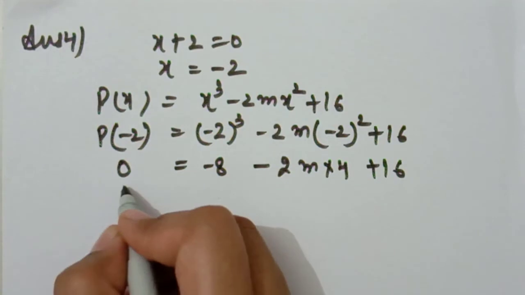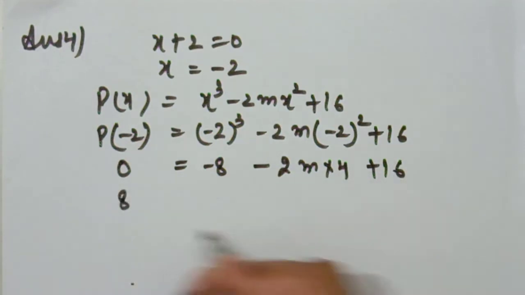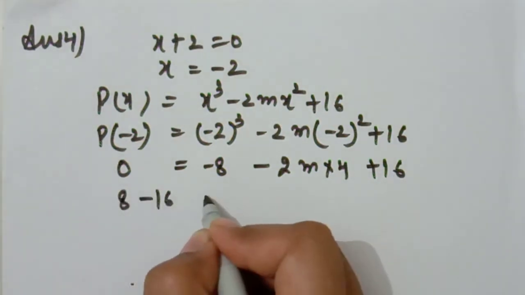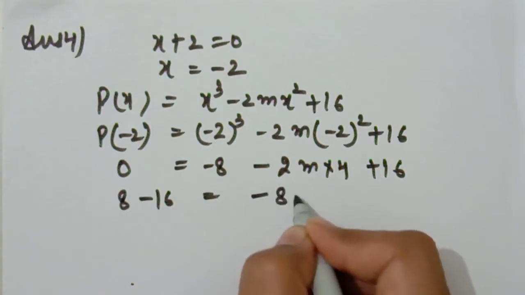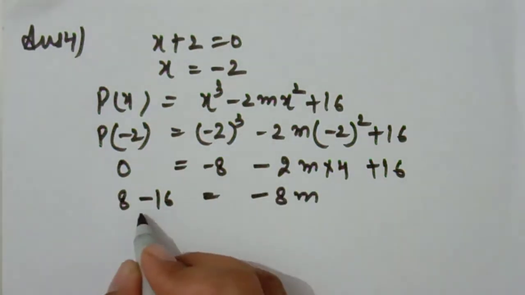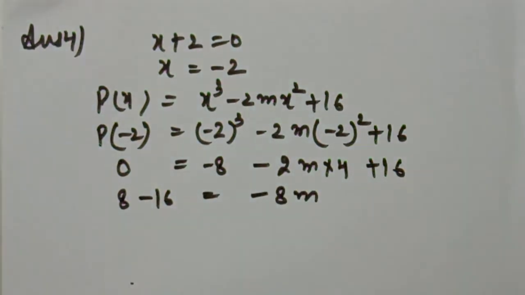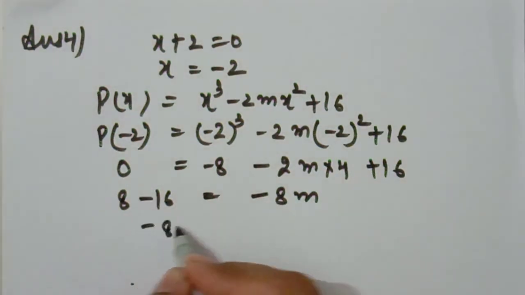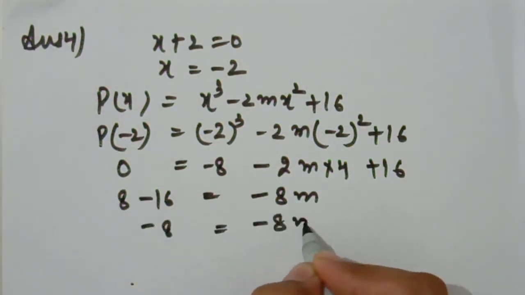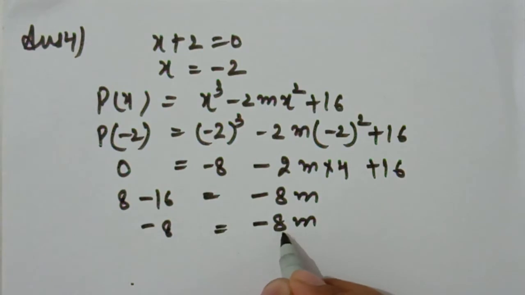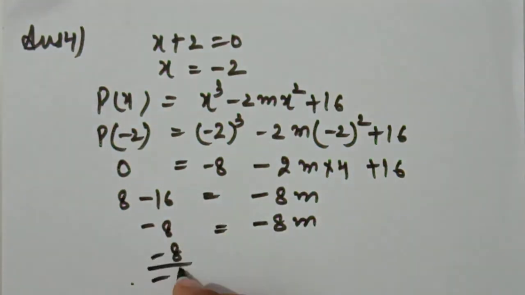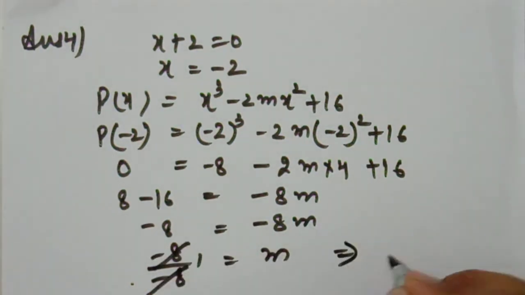Then we will shift this number to the other side. It is plus 8, and here 16 minus, then minus 8m. It becomes minus 8. Here we have minus 8m. Minus 8m is present here in multiplication. When we shift it to the other side, it will be present in division. So the value of m is plus 1.